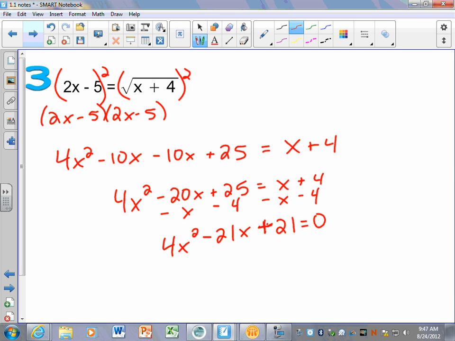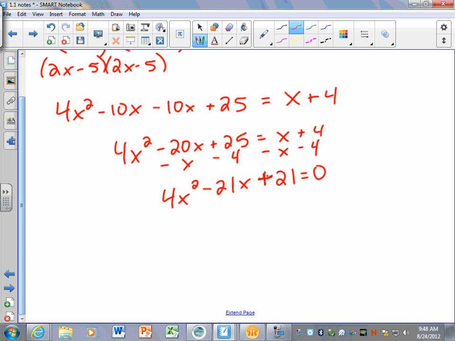Quadratic formula. Yeah. I definitely don't want to divide by 4. I could complete the square. If you multiply the first and the last, you're going to get 84. I don't even want to deal with the factors with that. So this would be one I would use the quadratic formula on.